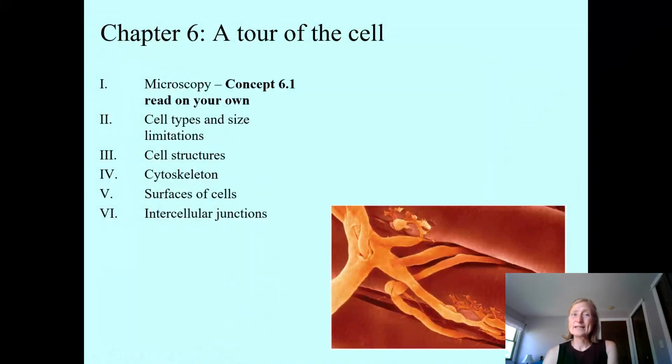Welcome back. We're into chapter 6, the tour of the cell. This chapter focuses on the components of cells and what they look like and how they function and how they interact together. The bulk of the chapter really focuses on cell structures and their functions. There are other components of the chapter that we want to look at as well.